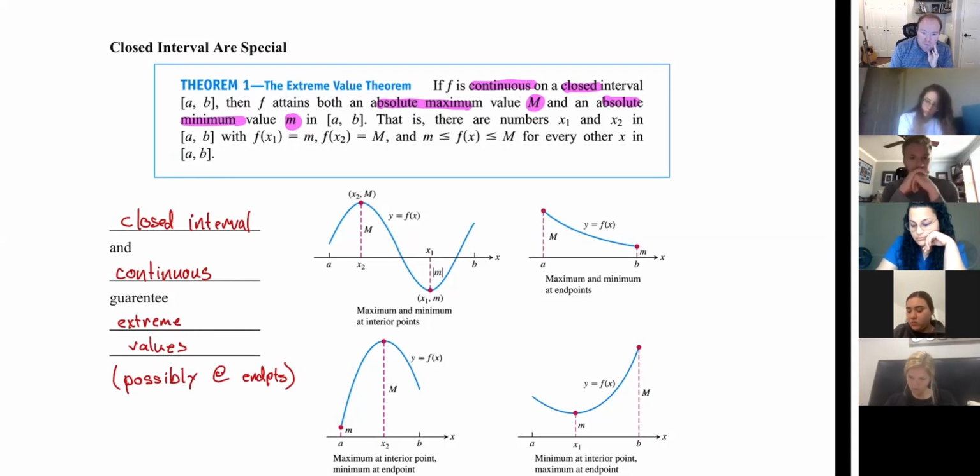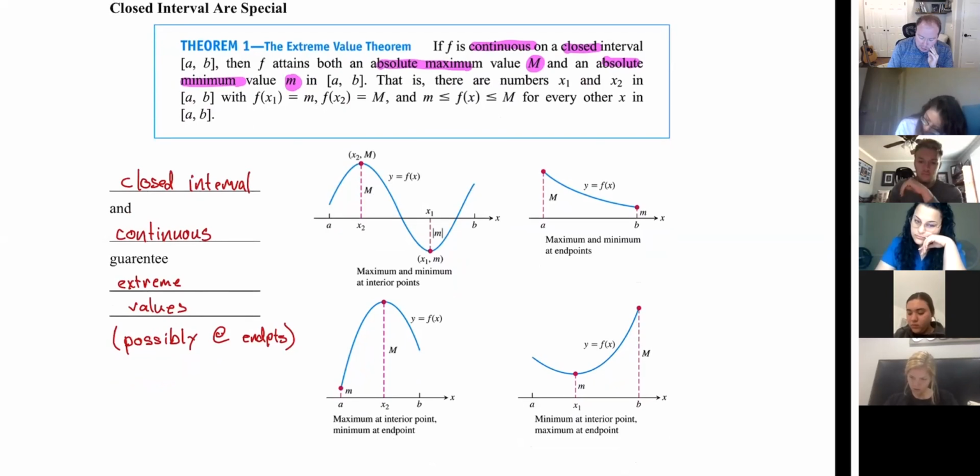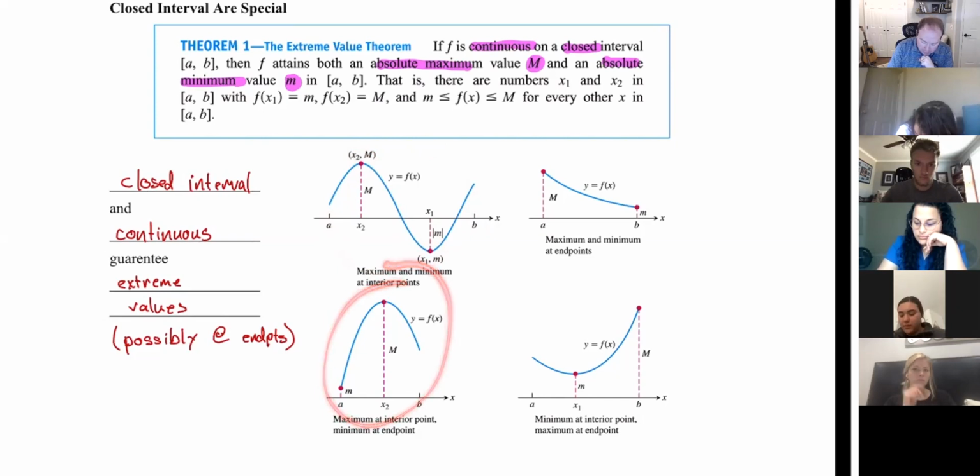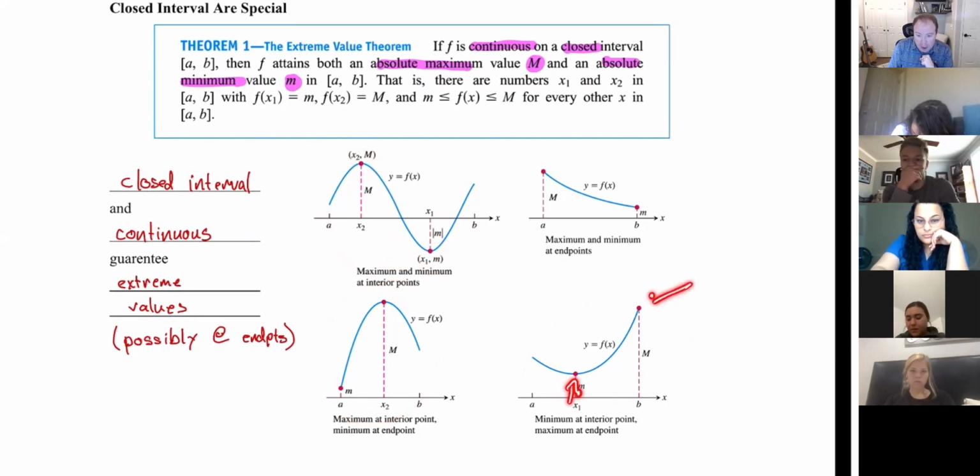So we have the four scenarios over here. In the general sense, you can see right here in the top left, A to B is closed. You have the maximum right here, the minimum right here. It may be that you have the maximum up at the top in the interior point where the minimum is at the endpoint. You may also have the reverse of that, where the minimum is in the interior and the maximum is at the endpoint. Or it could be the case that both your maximum and your minimum are at endpoints.